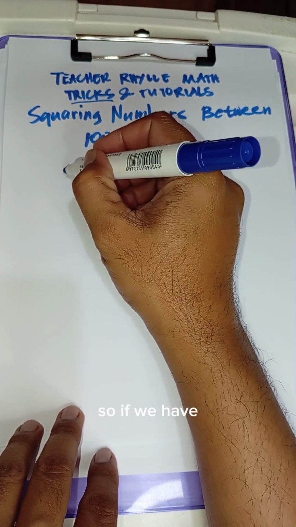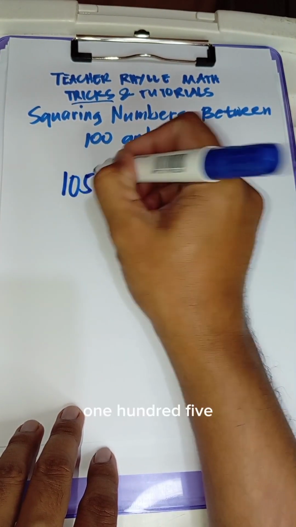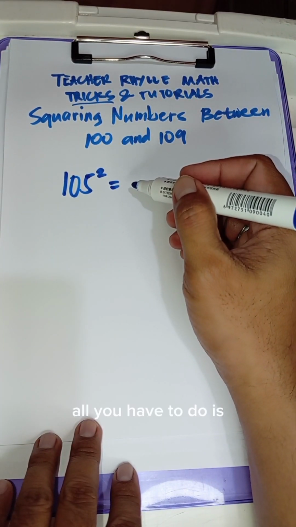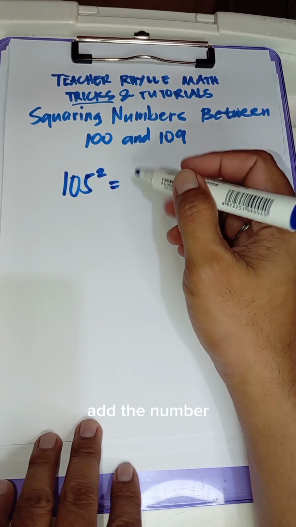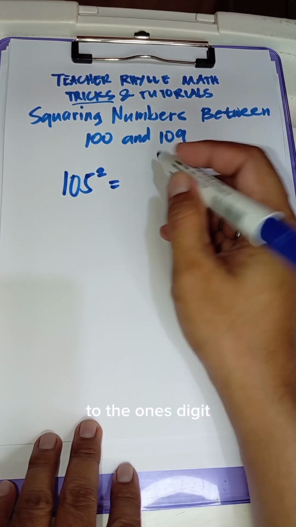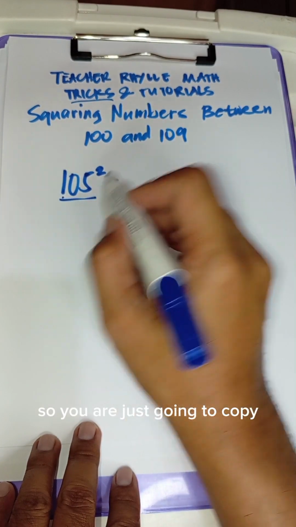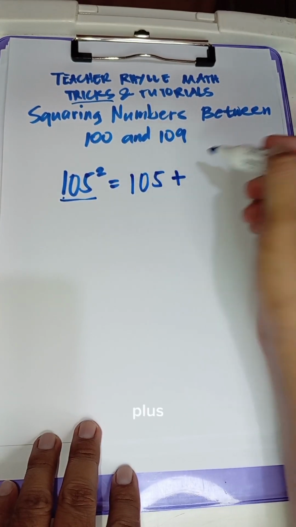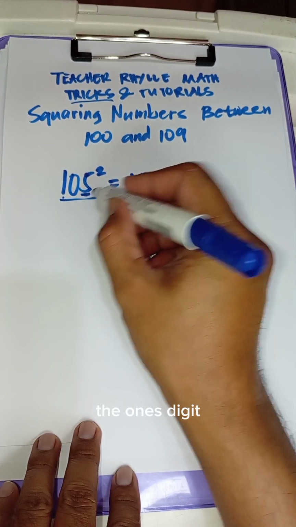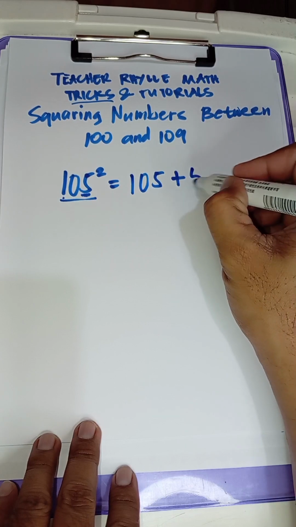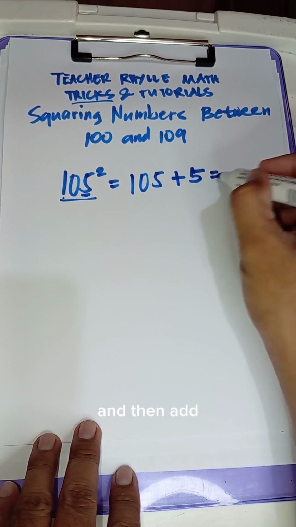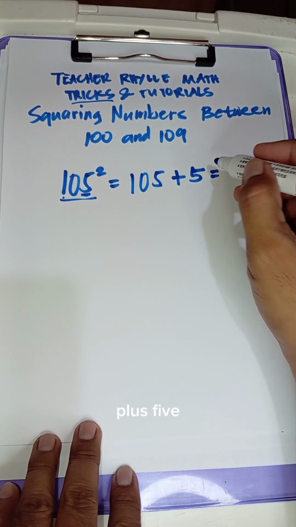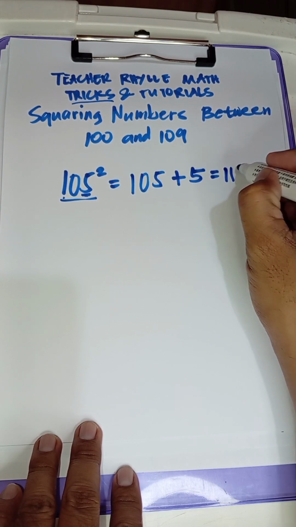So if we have 105 squared, all you have to do is add the number to the ones digit. So you are just going to copy 105 plus the ones digit, which is 5, and then add. So 105 plus 5 is 110.